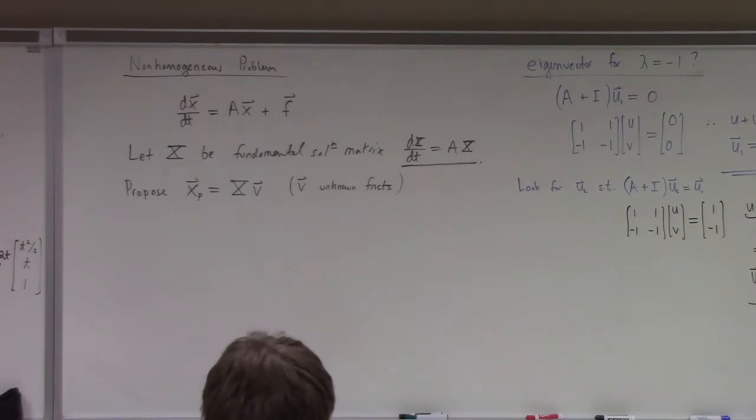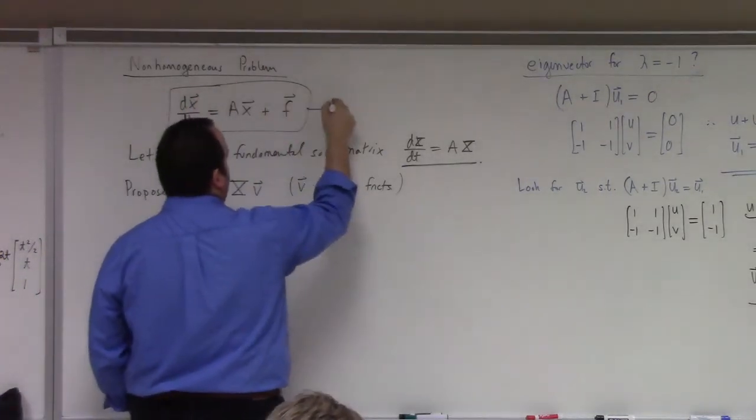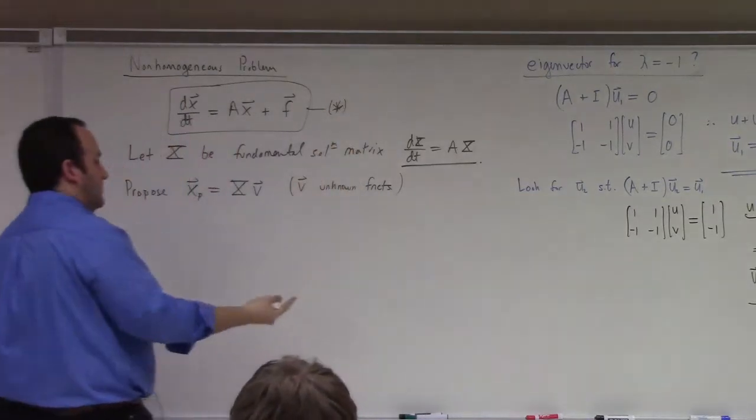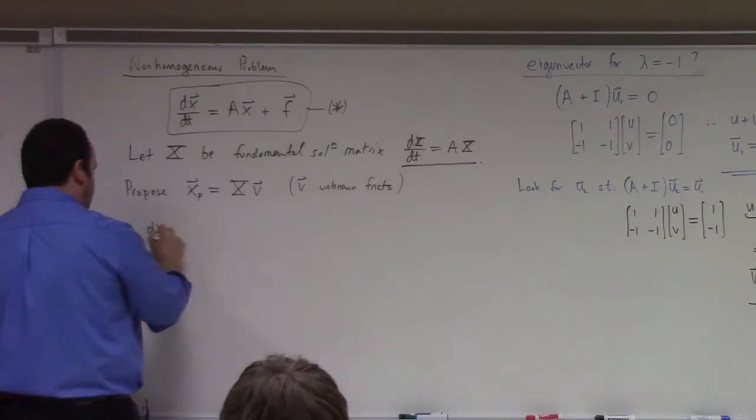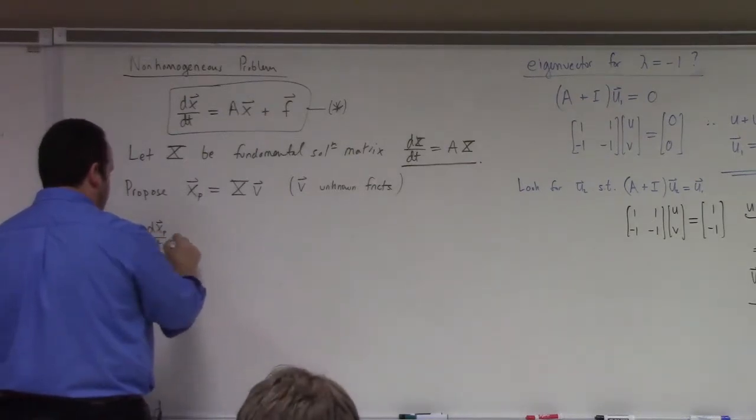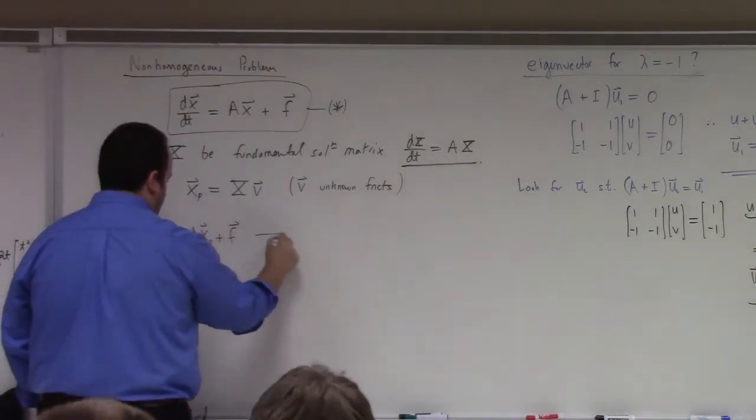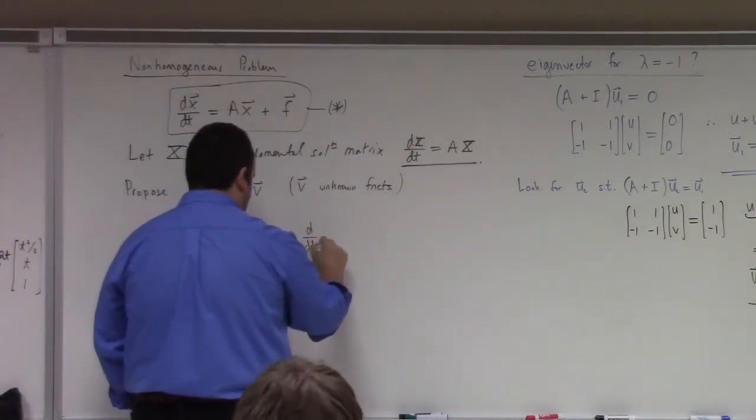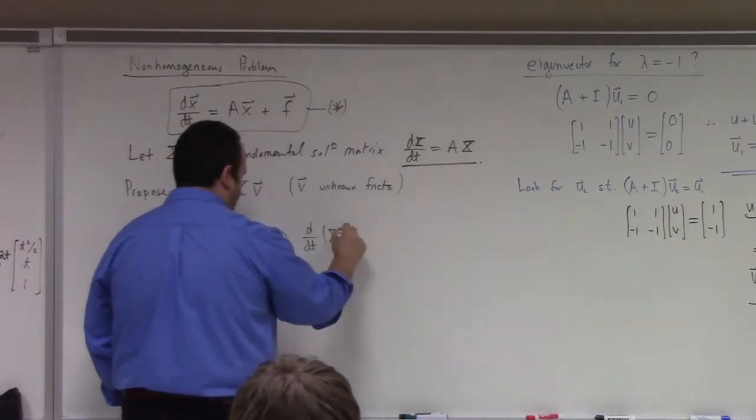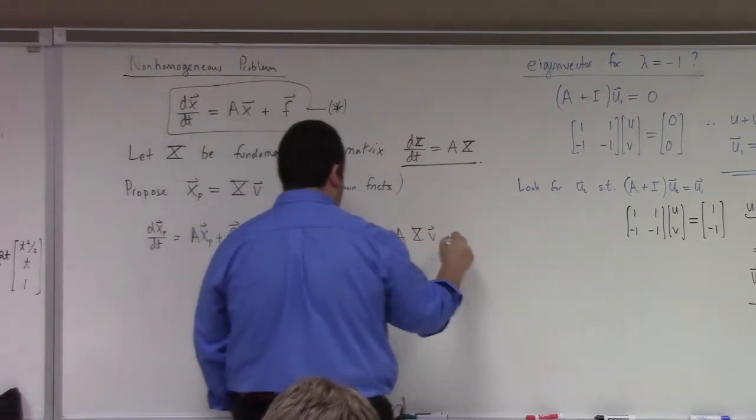So if that's going to be my particular solution, it has to solve the problem, right? It has to solve star. So what do we do? Plug the particular solution into the differential equation. That gives us dxp/dt, which is supposed to be equal to A xp plus f. That's interchangeable with d/dt of Xv being equal to A times Xv plus f.